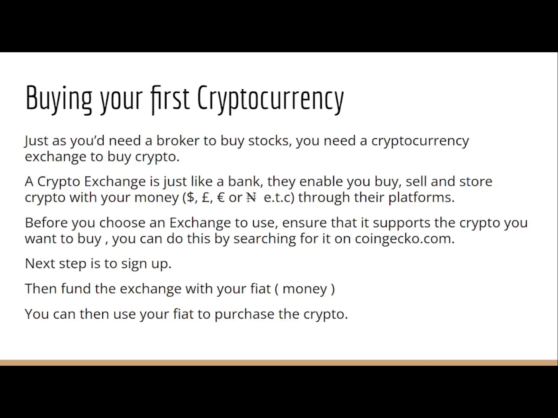The next step is to sign up. Once you sign up, they'll put you through some basic form of KYC. KYC is know your customer, so that you identify yourself. You might need to upload your driver's license or your international passport or a means of identification. Then you fund the exchange with your money, which is your fiat. In some countries you would need your card to do this. In some other countries you would need to go through peer-to-peer funding. That means you are buying from someone who is willing to sell, and the exchange will stand as a safety escrow between you and that person. So you can use your fiat to purchase crypto, and that's how it works.